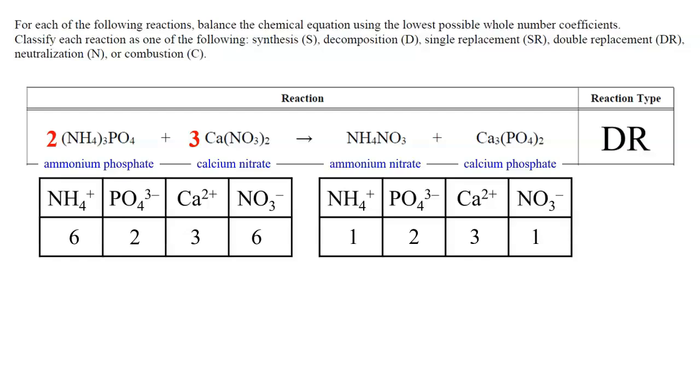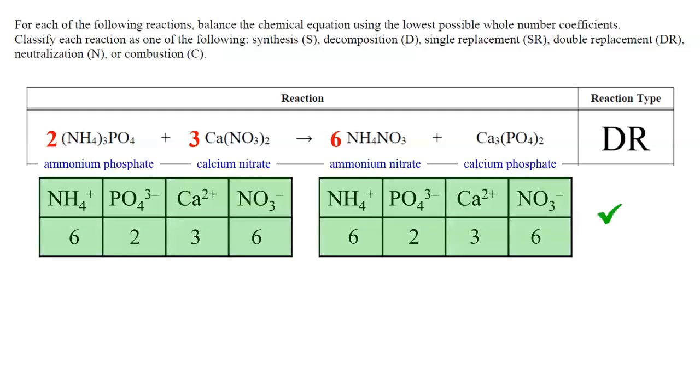There's only one more coefficient that I need to add, and that will complete the process of balancing this equation. So how do I get 6 ammoniums and 6 nitrates on the right side of the equation? I can do that with one coefficient. By putting a 6 in front of the ammonium nitrate formula, that will give me 6 ammoniums and 6 nitrates. Hopefully you found that to be much easier than trying to keep track of counting the individual number of nitrogens and hydrogens and oxygens and so forth.